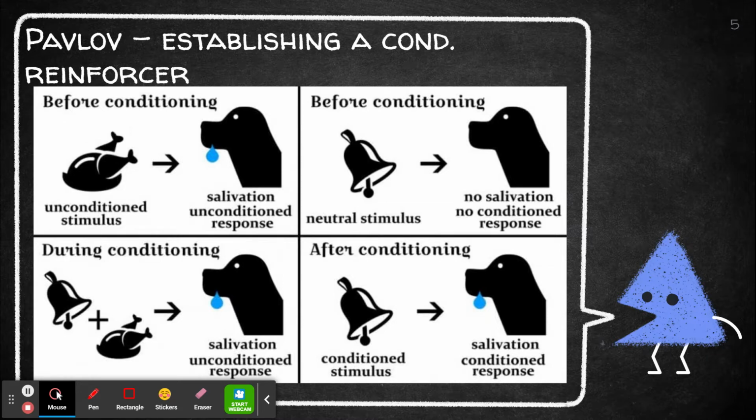But during conditioning, when we pair that unconditioned stimulus and that neutral stimulus, the bell and the juicy turkey together, we are going to have that salivation, that unconditioned response. After that conditioning is all done, we're going to have a conditioned stimulus. So that bell now is a conditioned stimulus, and when it rings, it's going to make the dog salivate. And now the salivating is a conditioned response.